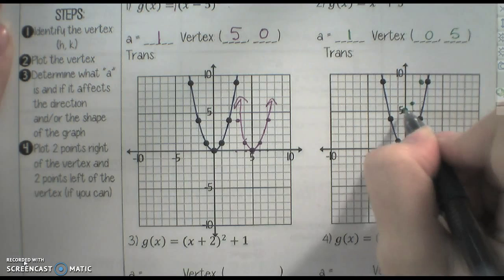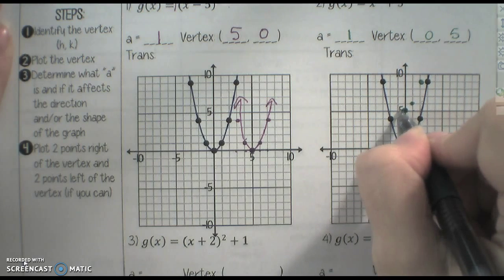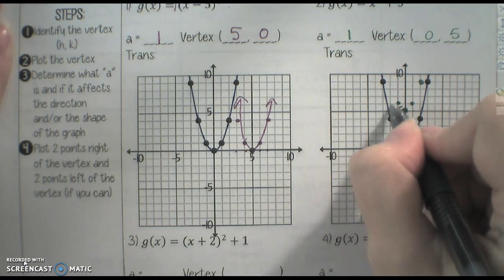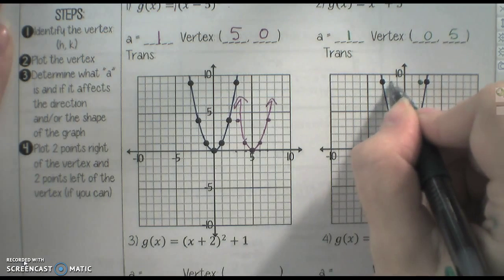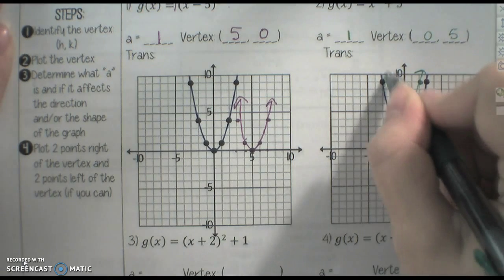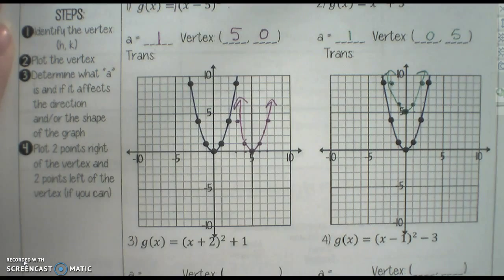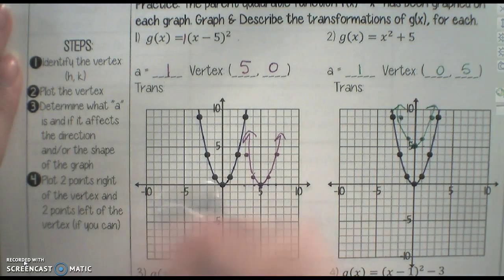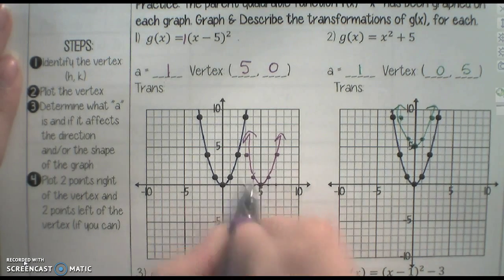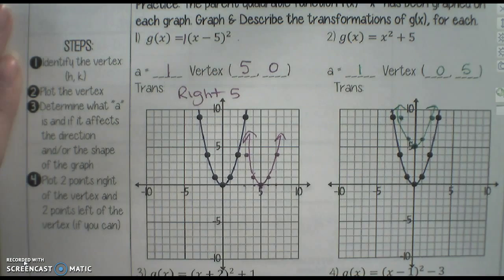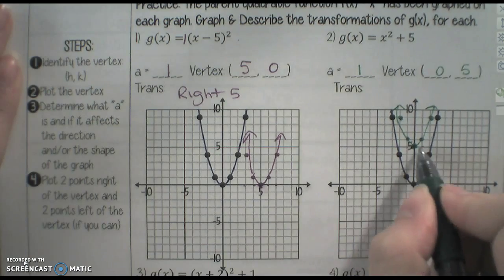And then we're going to do the next side on the left, over 1, up 1. From our vertex, left 2, up 4. And now that we've got those 5 points, we can go ahead and draw our U shape. And we forgot to do our transformation, so let's go back to see what happened for this first one, the purple one here. So we went right 5, and that was it. So for this one, we went up 5.